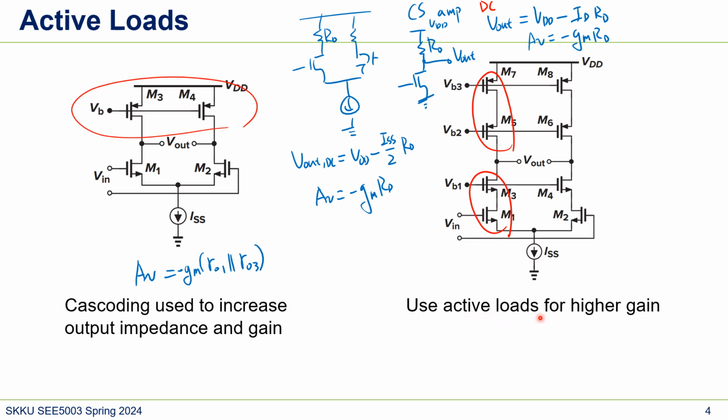So we can get an active load, and we can get a higher gain by using a cascode. But what's the bad part? Headroom. Headroom is a problem because you see how many MOSFETs we should stack? Five of them. So it's a 5-MOS stack. It consumes a lot of headroom.